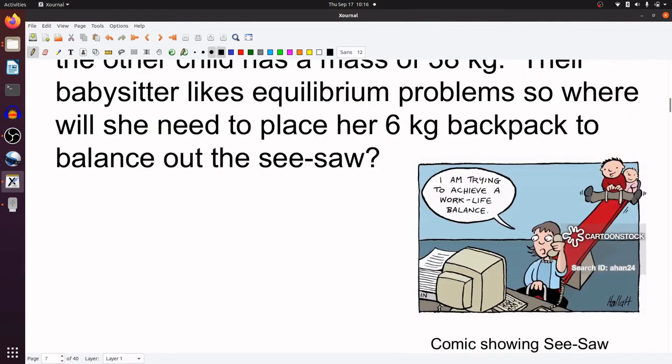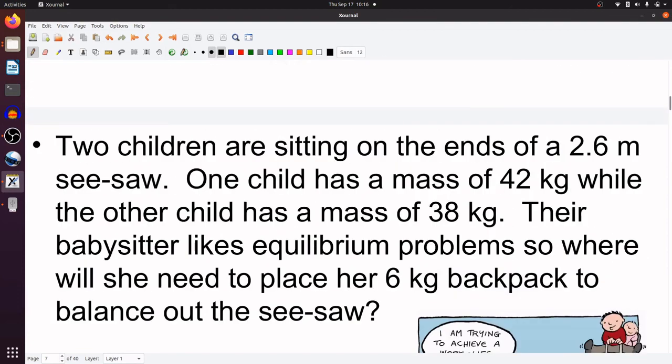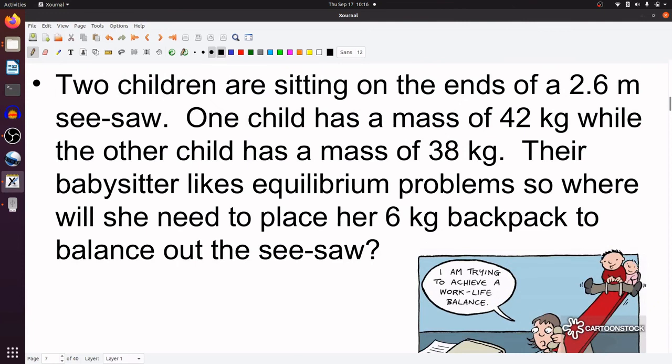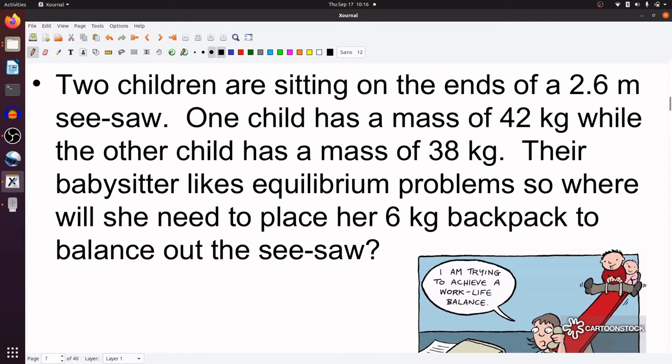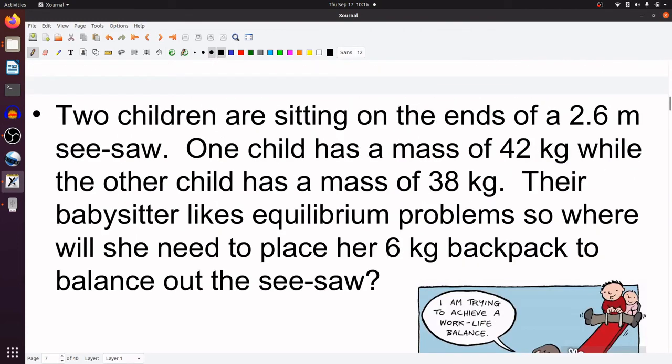So a classic problem is a seesaw. Here's a little seesaw of a child and a woman, and this actually makes a lot more sense this year, given COVID, strangely enough. But we have two children sitting on the ends of a 2.6 meter seesaw. One child has a mass of 42 kilograms, while the other child has a mass of 38 kilograms. Their babysitter, she likes equilibrium problems. So where will she need to place her 6 kilogram backpack to balance out the seesaw?